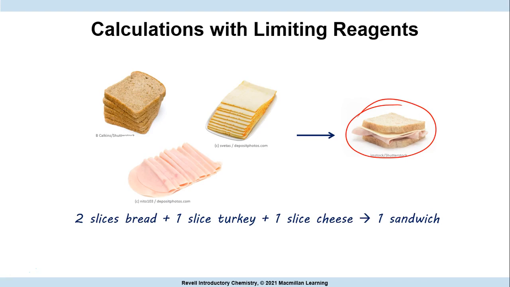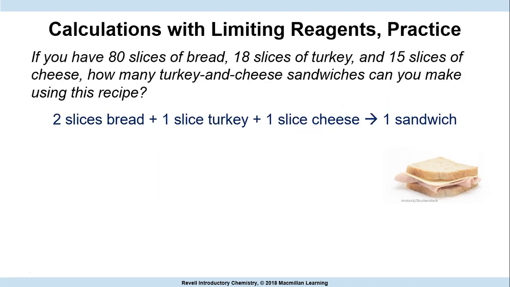Now, what is going to limit the number of sandwiches that we prepare is what is going to run out first from the number of slices of bread that we have, the number of slices of turkey that we have, and the number of slices of cheese that we have. So let's look at this equation here. If you have 80 slices of bread, 18 slices of turkey, and 15 slices of cheese, how many turkey and cheese sandwiches can you make using this recipe?